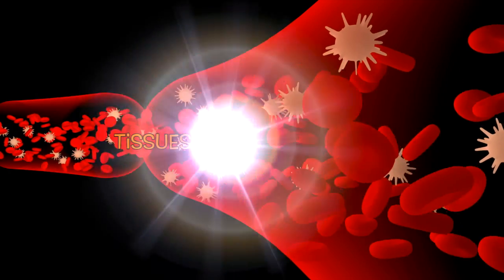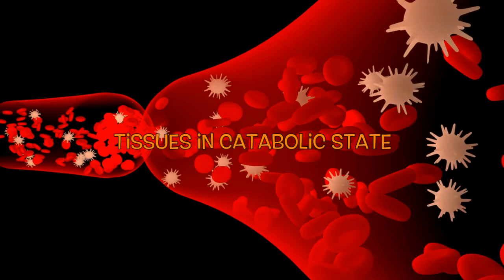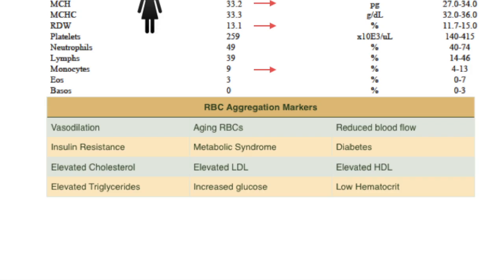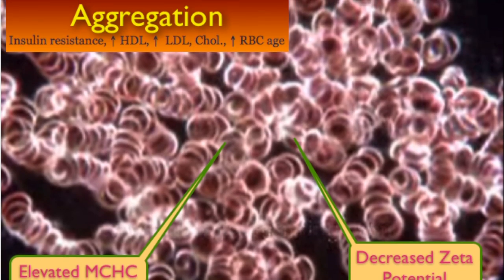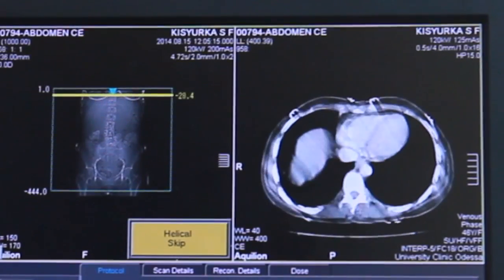Look for lab markers of elevated cholesterol, LDL, triglycerides, HDL, and glucose with low hematocrit to identify aggregation of red blood cells. This does not require all of the markers to be present. Severe aggregation would occur when all the markers are present. Aggregation to a lesser degree occurs when some or all of the markers are not as elevated.